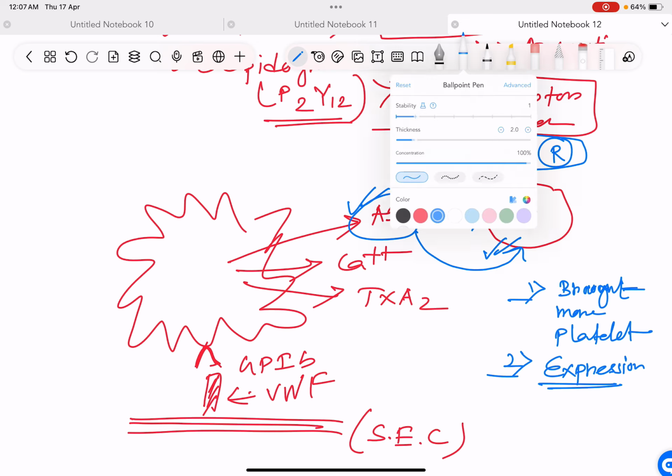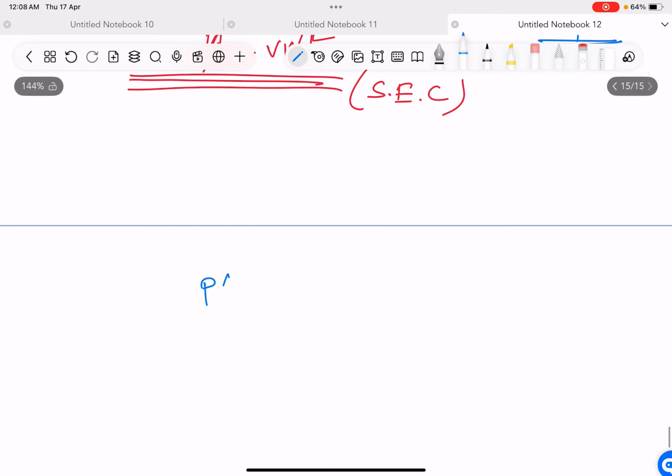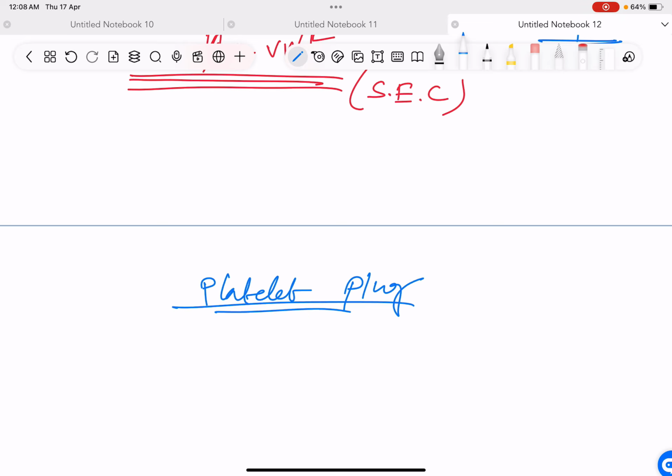This exact same function is also done by thromboxane A2. Thromboxane A2 also brings more platelets and induces the expression of GP2B/GP3 receptors. So both ADP and thromboxane A2 bring more platelets and express the GP2B/GP3 receptor. So finally, our platelet plug is formed. But this is a temporary plug and it will be later stabilized by fibrin mesh, which we will not go into detail. The secondary hemostasis, for that there is a separate video on hemostasis.